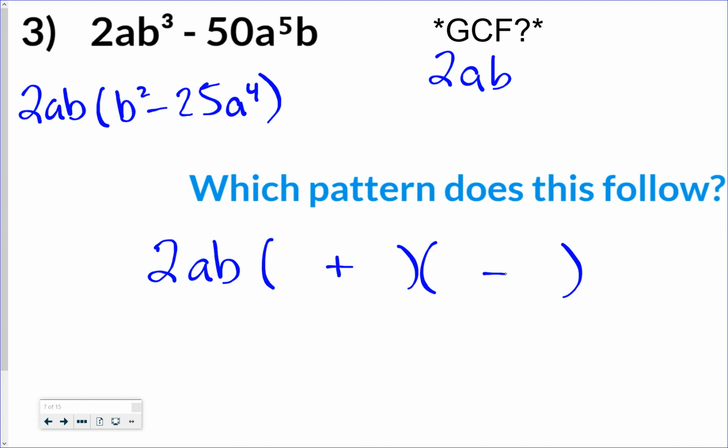1 plus, 1 minus. What is the square root of B squared? B. What is the square root of 25? 5. And what is the square root of A to the 4th? A squared. Good. And could you always check your answers? Yes. If you really wanted to, you could FOIL back through, distribute and multiply.